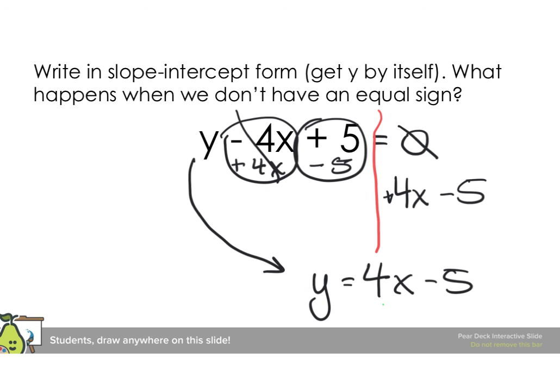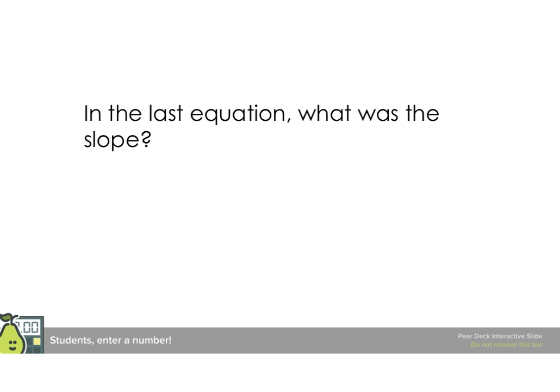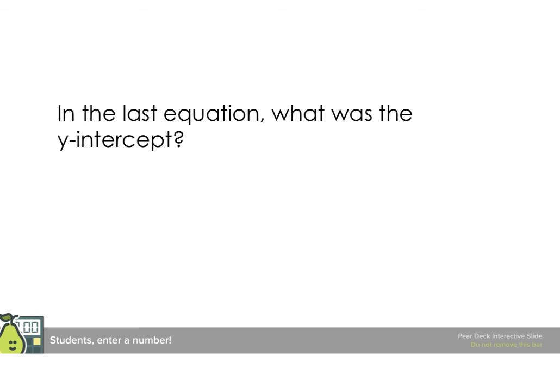Going back here, remember slope, intercept. This is negative 5. What is the slope? So we're going to call this slope of 4 and y-intercept of negative 5. So again, this was kind of quick. You can use this as a reference as to how to solve equations from standard form to slope-intercept form.